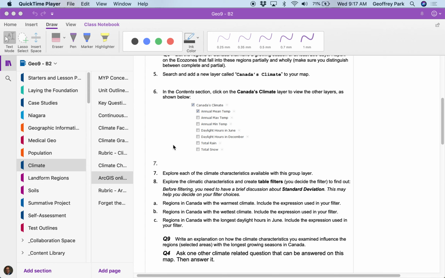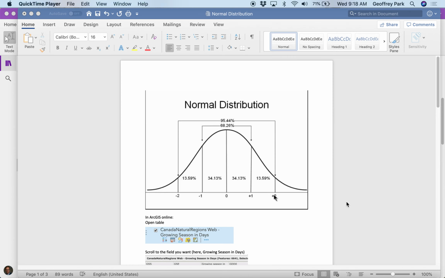The climate section of the ArcGIS Online assignment talks here in step 8 about standard deviation and the need for some discussion about it before we move on. So here's a little brief introduction to it.